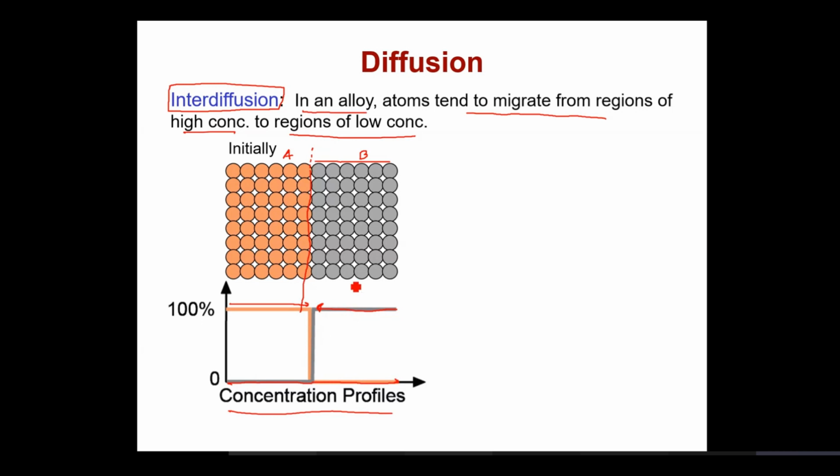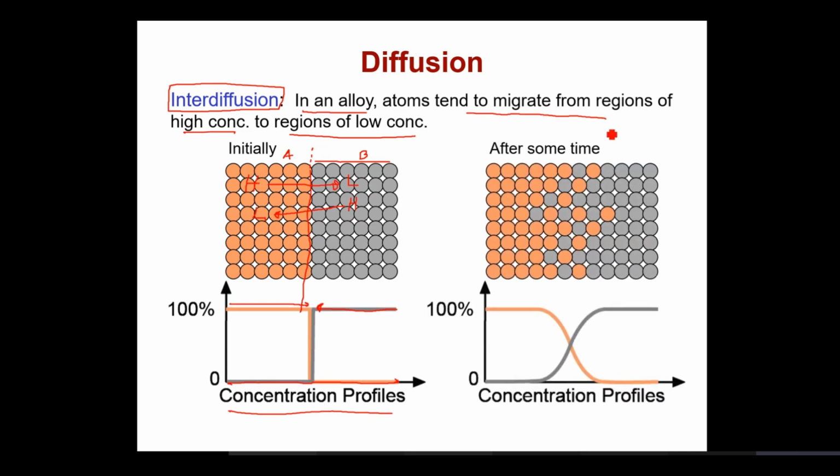Now if you see the concentration gradient for A, it is high over here and low over here, and for B it is high over here and low over here. So A should move from high to low in this direction, and B should move from high to low in this direction. If you look at the situation after some time, you will see that atoms of A have migrated in this direction, and so does the profile.